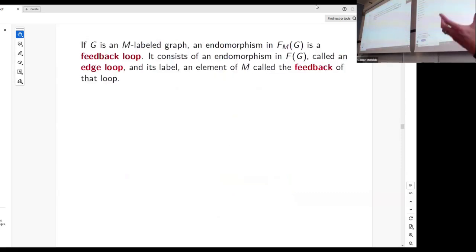So feedback loops are extremely important when you're thinking about causal loop diagrams. And so what are they actually? Well, if you have an M-labeled graph, you can form this free M-labeled category on it, and there will be some morphisms in there, which are morphisms from some object to itself, aka endomorphisms. Those will be feedback loops.